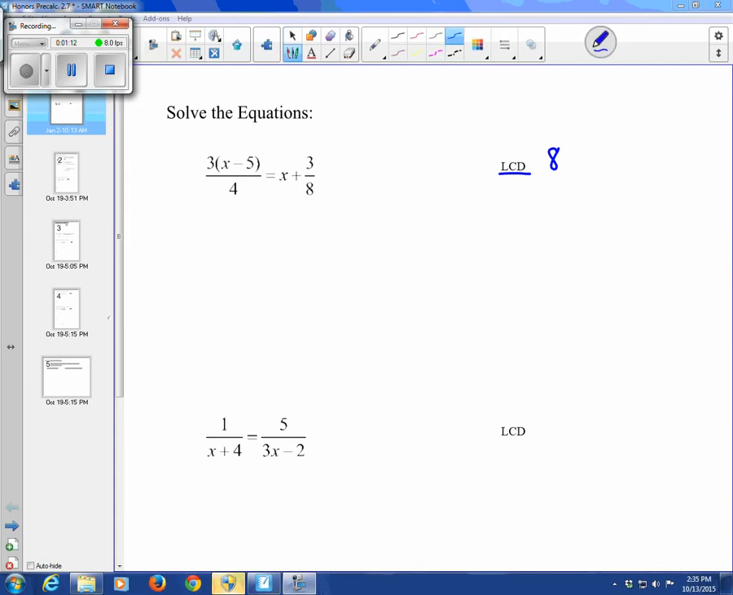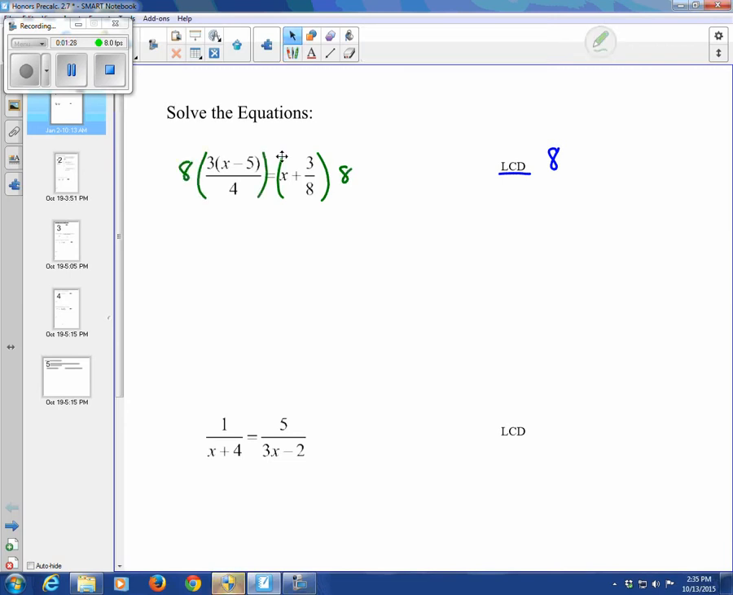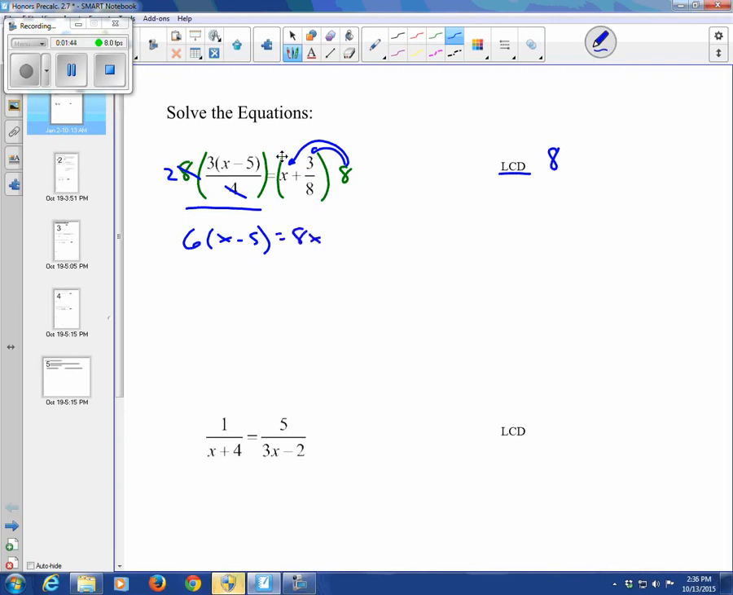Obviously, 8 is a factor of 8, and 4 is a factor of 8. So 8 is the smallest number that has 8 and 4 as factors. Now, when we multiply by that 8 on both sides, we see our denominators canceling out. On this side, I've got a multiplication of 8 and a division of 4. Those cancel, and I get a multiplication of 2, which gives me 6 times x minus 5. And when we distribute that 8 into both of our terms, we have 8x, and then when we multiply 8 and 8/3, we get plus 3.